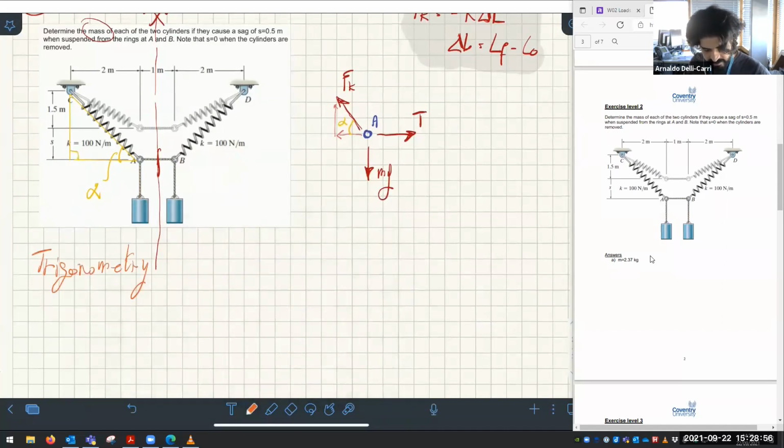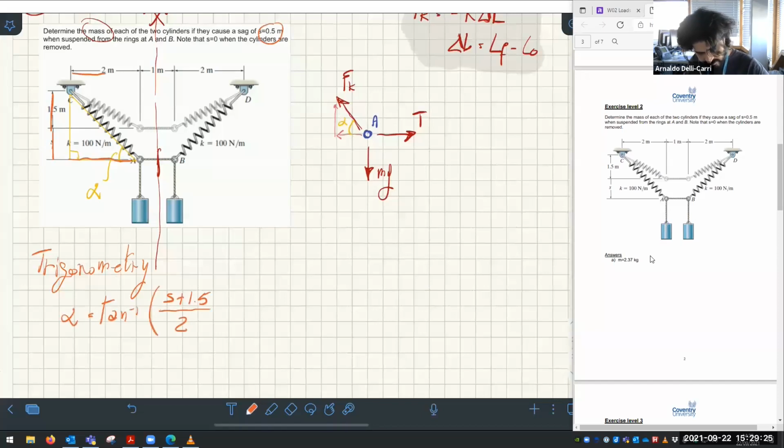Alpha is 45, but why? Oh yeah, it's 45 because it's 2 over 2. But ideally, alpha is the arctangent of opposite, which is this one, 1.5 plus S, and S is 0.5. So it's S plus 1.5 divided by adjacent, which is 2. This thing here is this. Agreed? So in this case, this is arctangent of 1, and arctangent of 1 is 45 degrees. So yes, correct. There you go. Done. Easy.